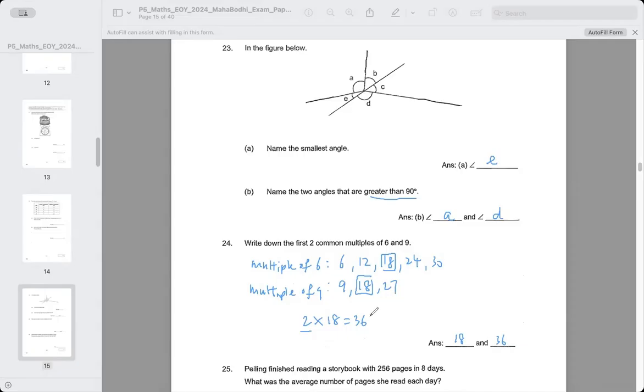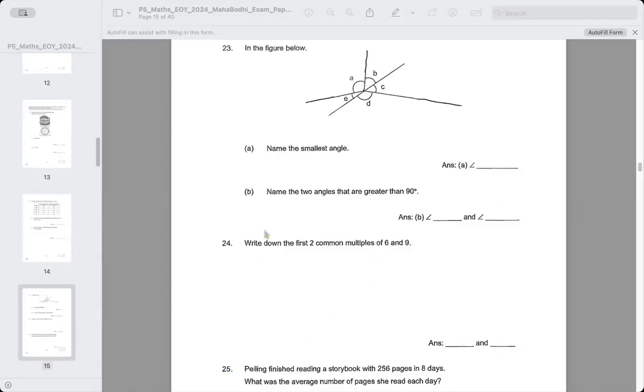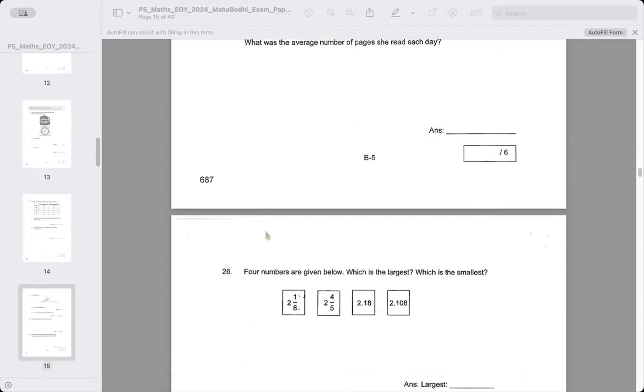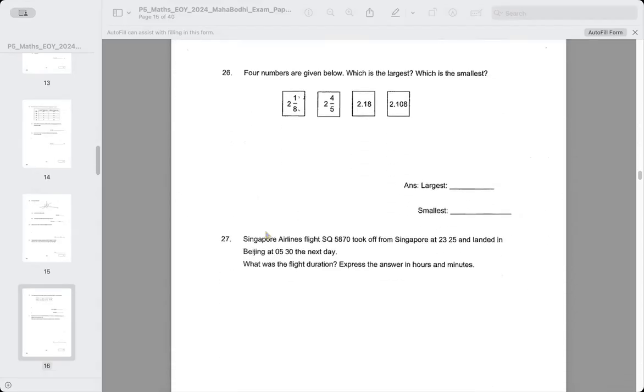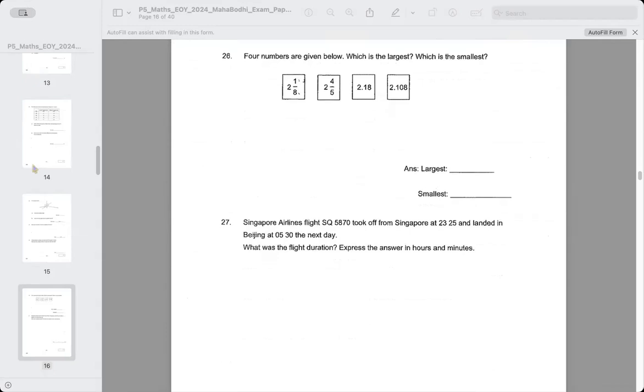All right, question 25 is an average question, so we will skip question 25. Then we move on to question 26. Four numbers are given below, which is the largest and which is the smallest. Okay, so for this kind of comparison question, the best is to give all of them in the same form. Okay, in this case is to give them to 3 decimal places for each one. So this one, 3 decimal places, I'll just write it as 180 for easy comparison.